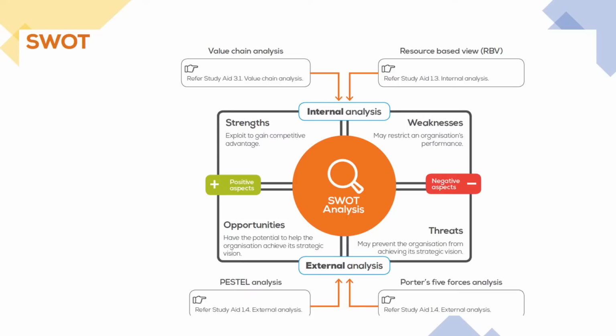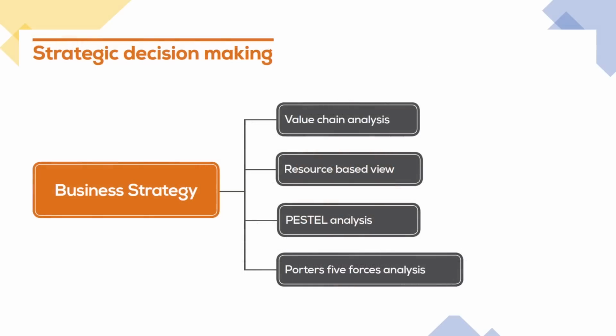And the PESTEL analysis and the Porter Five Forces will also be discussed later on. Now, the strategic decision making, the business strategy. The business strategy is actually a combination of all those internal and external factors that we have discussed previously in SWOT analysis, but the business strategy has value chain analysis, resource-based view, PESTEL analysis, Porter Five Forces analysis. These are the strategic decision making.